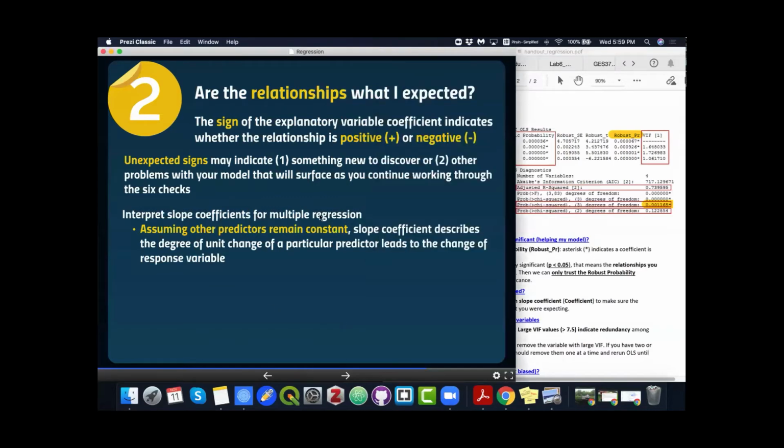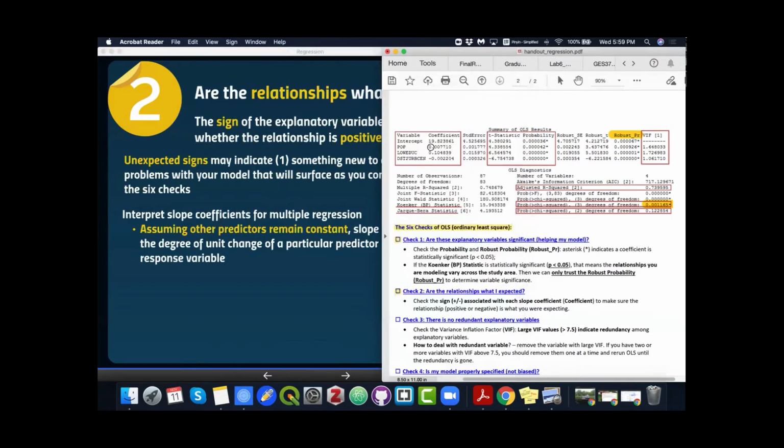And also in terms of the interpretation, I want to emphasize again, because in the lab, you'll be reading the coefficient. The slope coefficient for multiple regression represents, assuming other predictors remain constant, the unit change of the predictor, how much the response would change for a unit change of the independent variable. So in this case, if we are looking at the population, that means assuming other predictors remain constant.